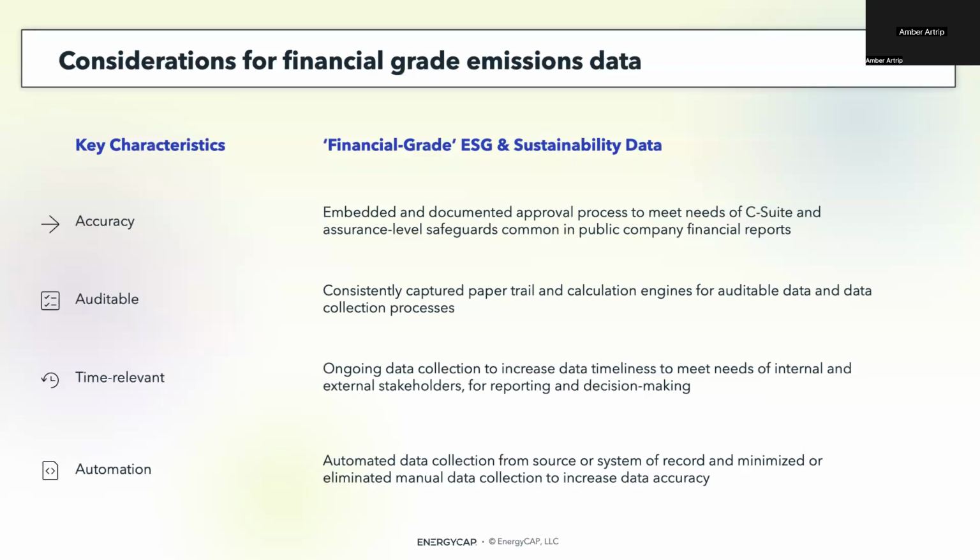Is it auditable? Are you consistently capturing a paper trail of changes and calculation engines for auditable data and data collection process? Is it time relevant? Are you pulling this data once a year? Is the data you're showing me 12 months old, or is it a month old, right? And what is the timeliness of that data for decision making? And finally, automation. Being able to automatically collect data from the source is critical for financial grade.